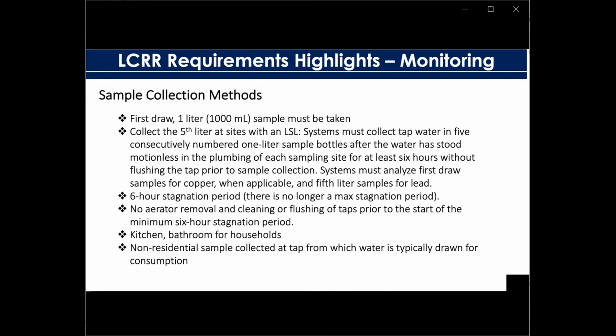So there will be a first draw 1-liter sample that has to be taken. The first draw sample must be analyzed for lead and copper in tap sampling periods where both contaminants are required to be monitored. In tap sampling periods where only lead is required to be monitored, the first draw sample might be analyzed for lead only. There is no aerator removal and cleaning or flushing of taps prior to the start of the minimum 6-hour stagnation period. Kitchen and bathroom samples for households must be collected from the cold water tap, and non-residential samples collected at a tap from which water is typically drawn for consumption.